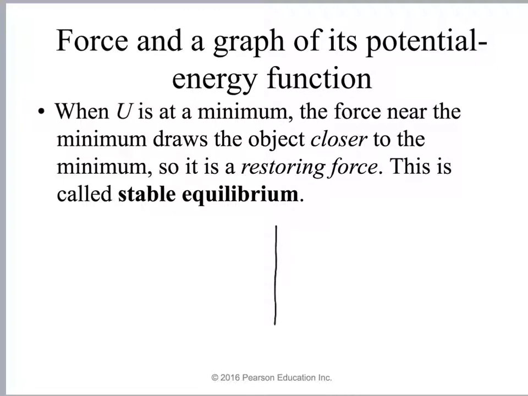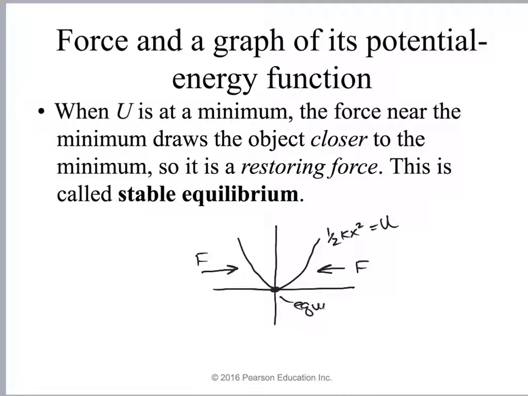Let's go back again and think about the spring. This was 1/2 kx squared, which was equal to the potential energy of the spring. Remember that the force on this side was to the left, and to the right on the left-hand side, and here's your equilibrium point. This is also a minimum of the potential energy function, and so by definition it's a stable equilibrium.